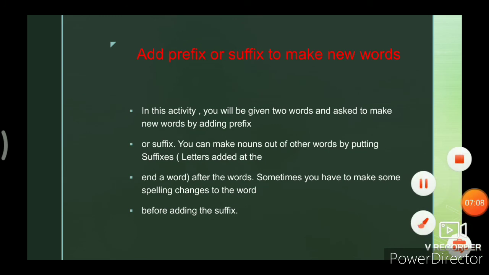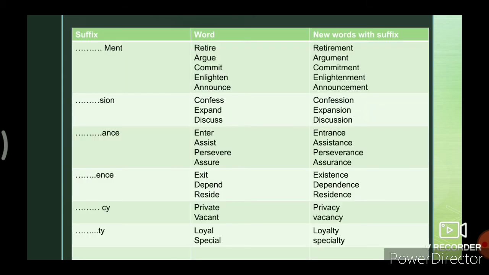Then the next, it is or question, add prefix or suffix to make new words. In this activity you will be given 2 words and asked to make new words by adding prefix or suffix. You can make nouns out of other words by putting suffixes. Letters added at the end of a word, and sometimes we have to make some spelling changes to the word before adding the suffix. Now here I have given some examples.